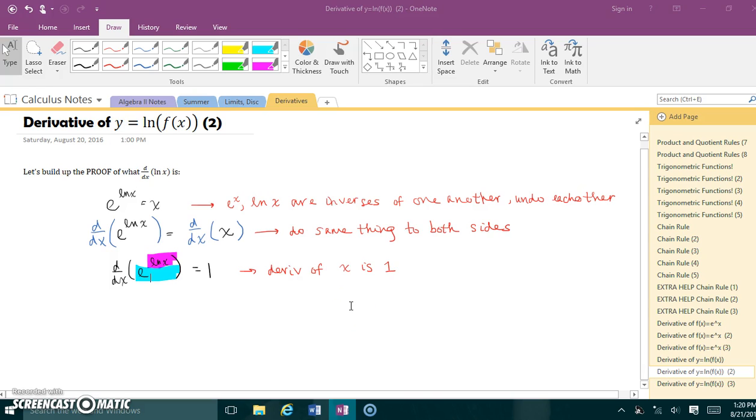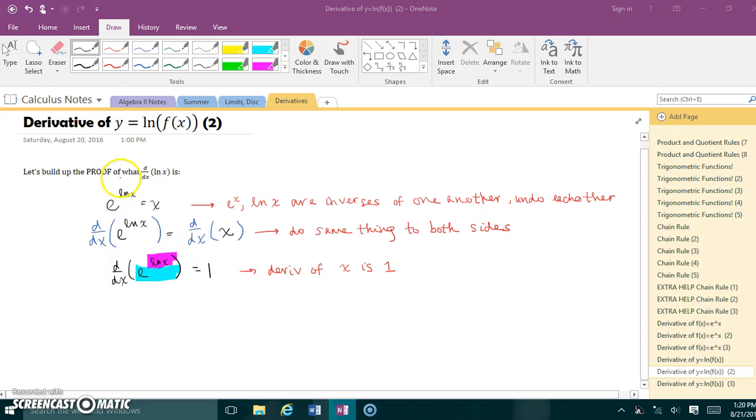Before I do examples and before I tell you what the rule is for the derivative of ln, I want to build up the proof of what it is. This is a little proof. There are proofs for everything in math. It's just some of them are so complicated, they're beyond the scope of this class. But this is a quick proof, and it's neat to see. It shows you exactly where the derivative of ln comes from.